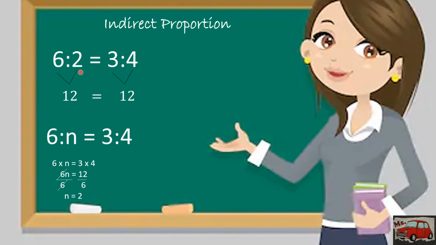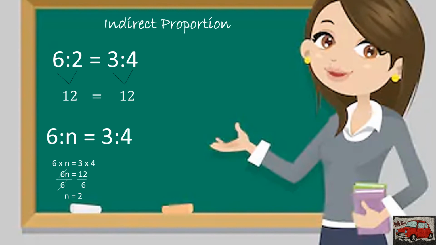Okay? So, again, indirect proportion, yung isa tumataas, yung isa bumababa. Pero same lang yung pagtaas at pagbaba nila. Okay? So, for example, si 6 naging 3. So, dinivide sa 2. Si 2 naging 4. So, tinimes sa 2. Alright? Same pa rin na 2, pero yung isa, multiplication, yung isa division. Kasi nga, indirect sila.